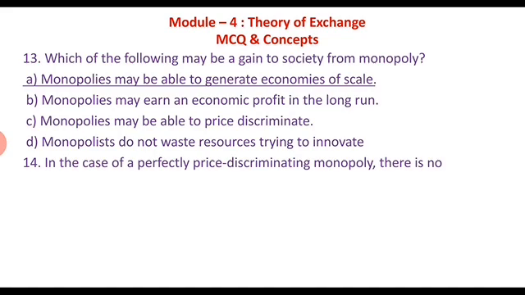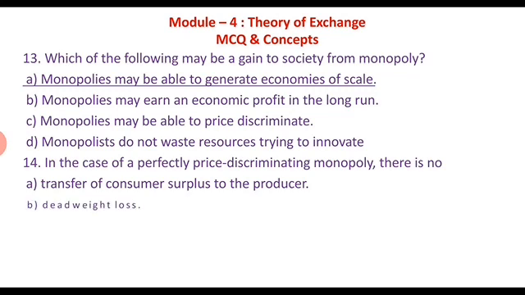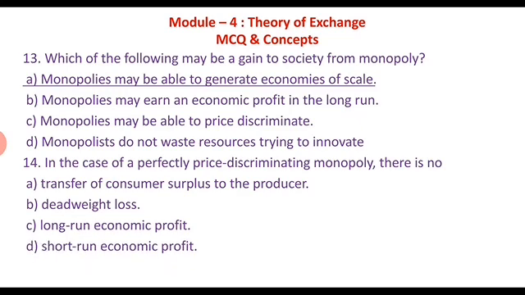14th question. In the case of a perfectly price discriminating monopoly, there is no A. Transfer of consumer surplus to the producer. B. Deadweight loss. C. Long run economic profit. D. Short run economic profit. Answer is deadweight loss.